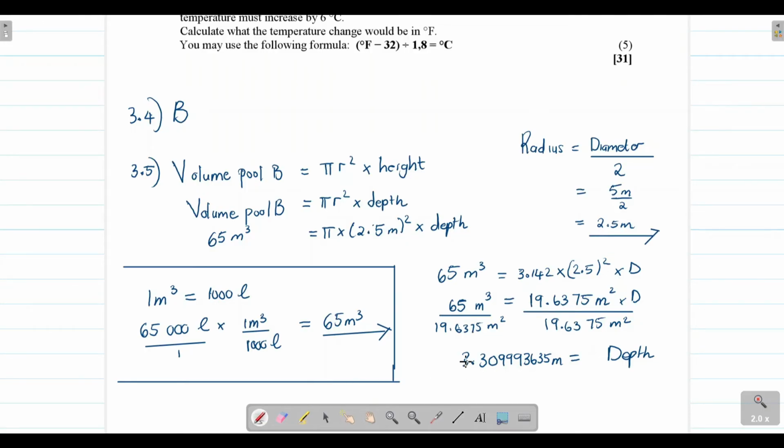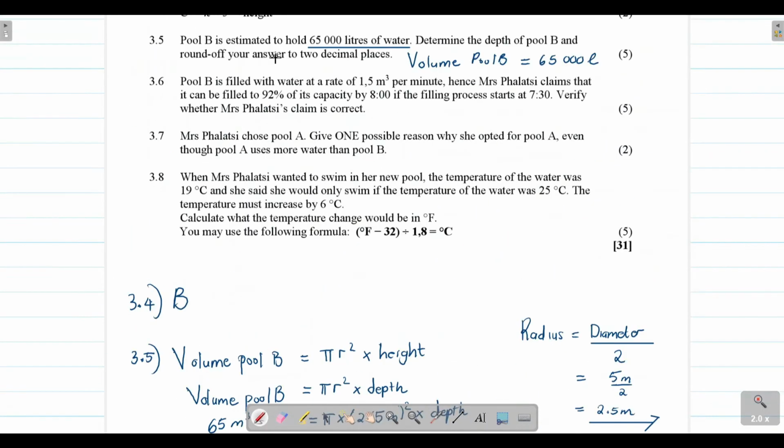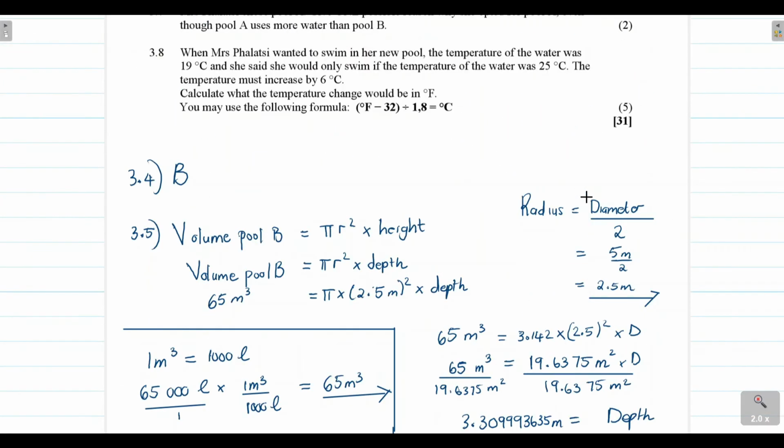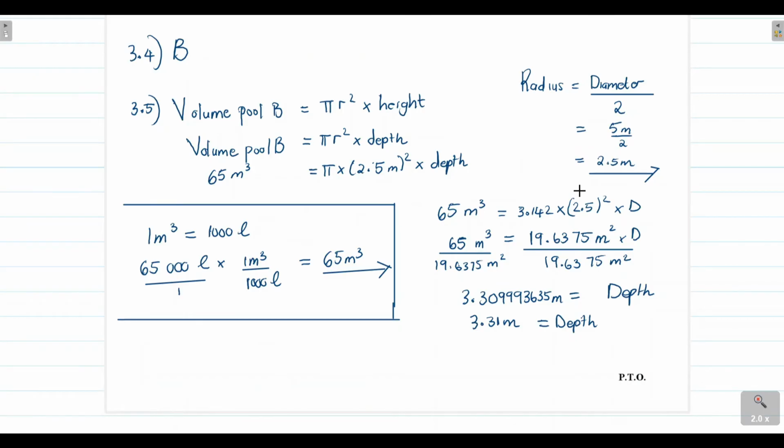So that is approximately equal to 3 point, okay, because they said that we need to round off our answer to 2 decimal places. That means our answer is going to be 3.31 meters is our depth. I hope everyone was still following with me there. It was a bit detailed. So that is the depth for our pool B. Let's go on to the next question.